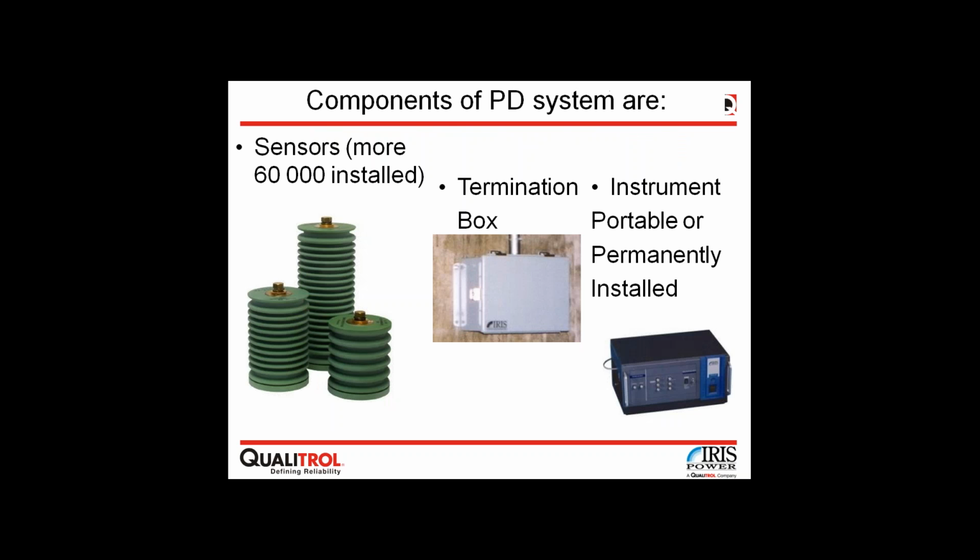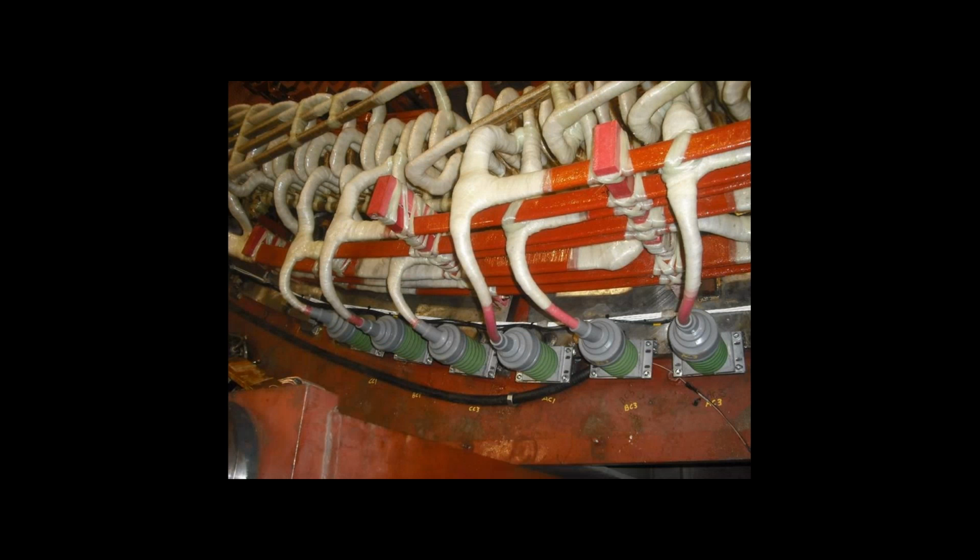Components of the PD systems are sensors. IRIS has more than 60,000 of them installed so far, and sensors will be connected to some sort of termination box. That termination box will provide connection to either portable or permanently installed instrument, and data will be collected. This is a picture indicating the sensors installed in a hydrogenerator.